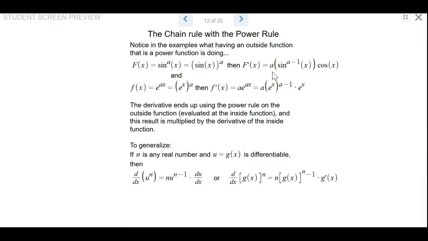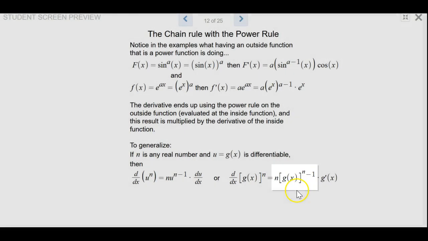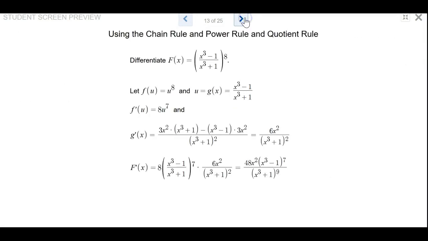One thing you can generalize when you use the chain rule and the outside function's a power function: notice that the derivative is always going to be of this form, where you've brought the power down and you've subtracted 1 from the original power for the outside function. You can use the chain rule with other rules, not just the power rule.